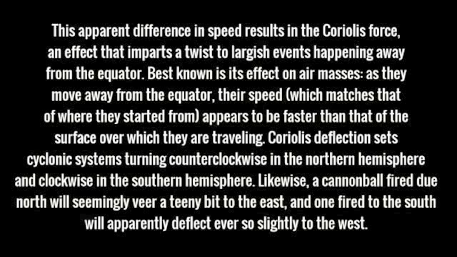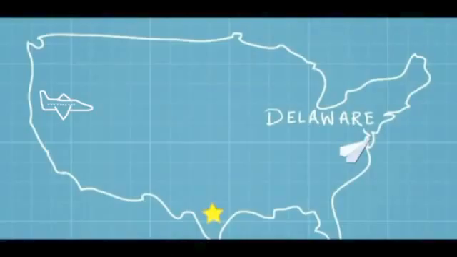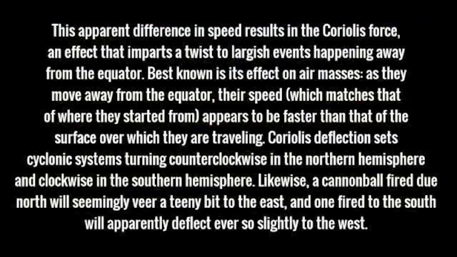But Snopes continues, the apparent difference in speed results in the Coriolis force, an effect that imparts a twist to largish events happening away from the equator. Best known for its effect on air masses. As they move away from the equator, their speed matches that of where they started from. Excuse me? So if a plane starts in California, we can't then take its speed and add it to the distance that it's traveling? It continues.